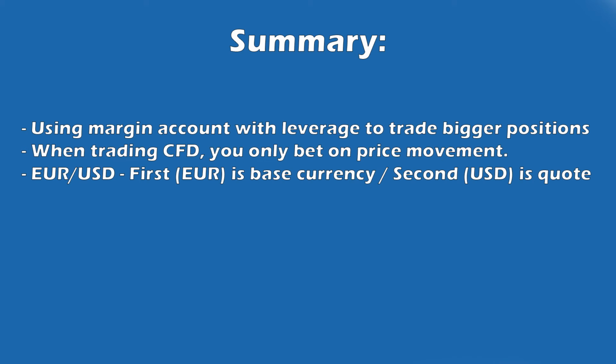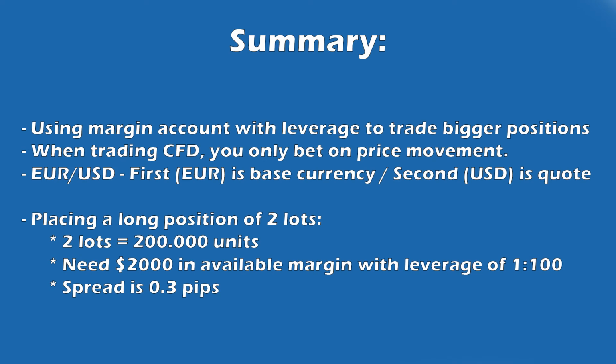So, to sum up everything to this point. When we trade, we use a margin account with leverage to trade bigger positions than we could using only our own money. We know that we only trade CFDs, which is basically betting if the price of a currency pair is going up or down. When we enter the chart of the currency pair euro versus the US dollar, we know that the euro is the base currency and the US dollar is the quote. We then want to place a buy order or a long position of 2 lots. We know that 2 lots is equal to 200,000 units, meaning we need to have $2,000 in available margin to open this position with a leverage of 1 to 100.